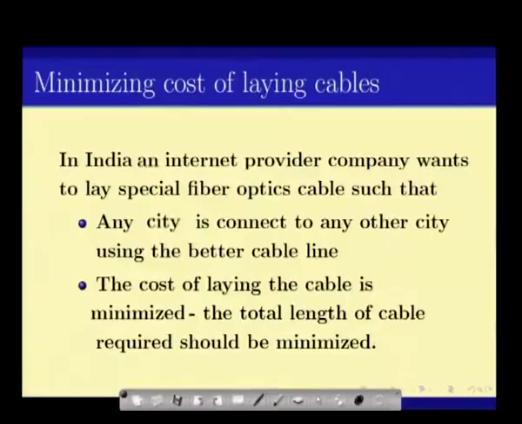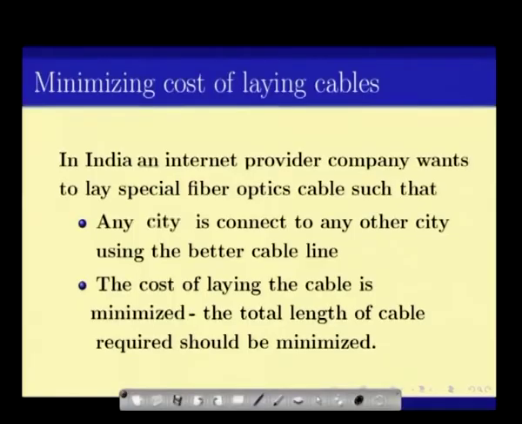So, today is also one of those days, but let us start with a real life problem. Say in India, an internet provider company wants to lay some special fiber optics cable all across India in such a way that they want to make sure that any city is connected to any other city. So, at least if somebody from one city wants to call another city via internet, it should be very fast. So, any city to another city must have a connection via the fiber cable line, and of course, the internet provider wants to optimize its own profit. So, it wants to minimize its cost.